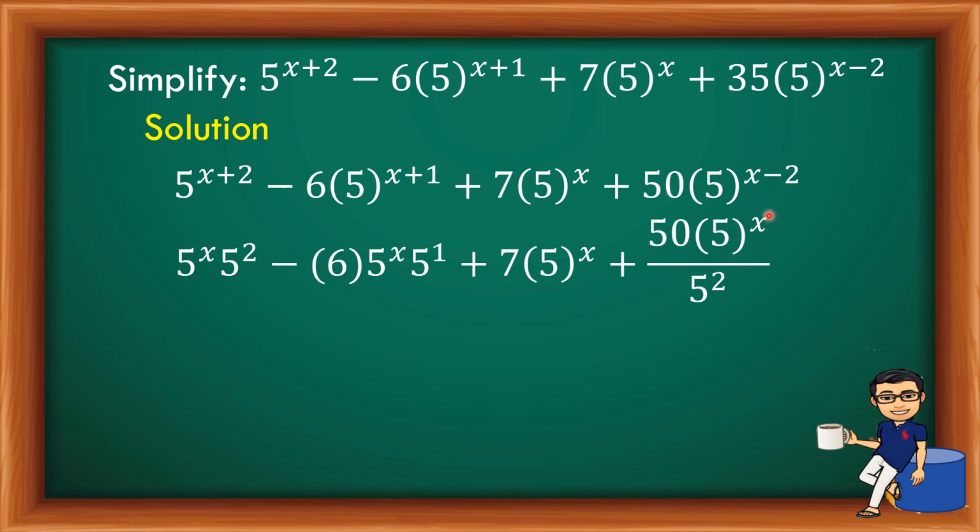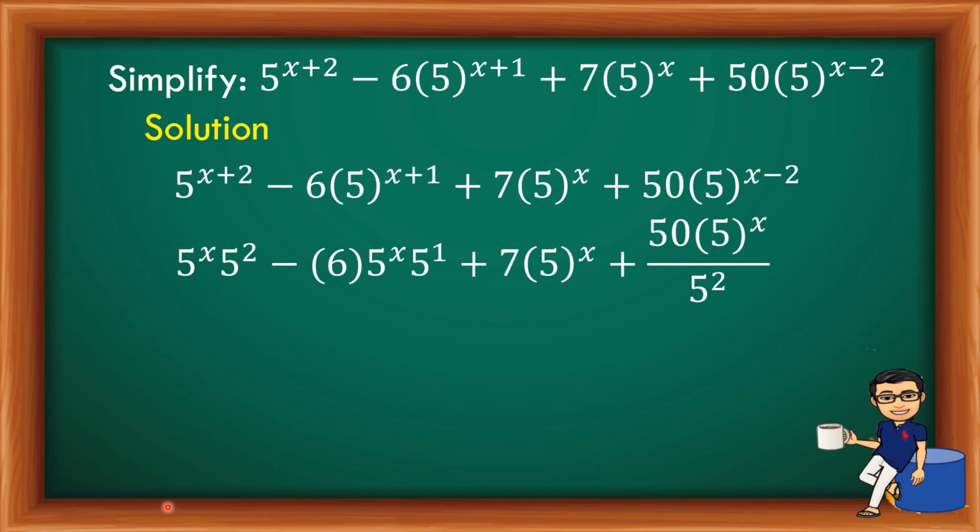As I have mentioned a while ago, we need to apply the quotient rule in the laws of exponent. Hence, this minus 2 will be written in the denominator. So this becomes 5 raised to 2. Since when you apply the quotient rule, this becomes 5 raised to x over 5 raised to 2. And that's the reason behind we have this part.